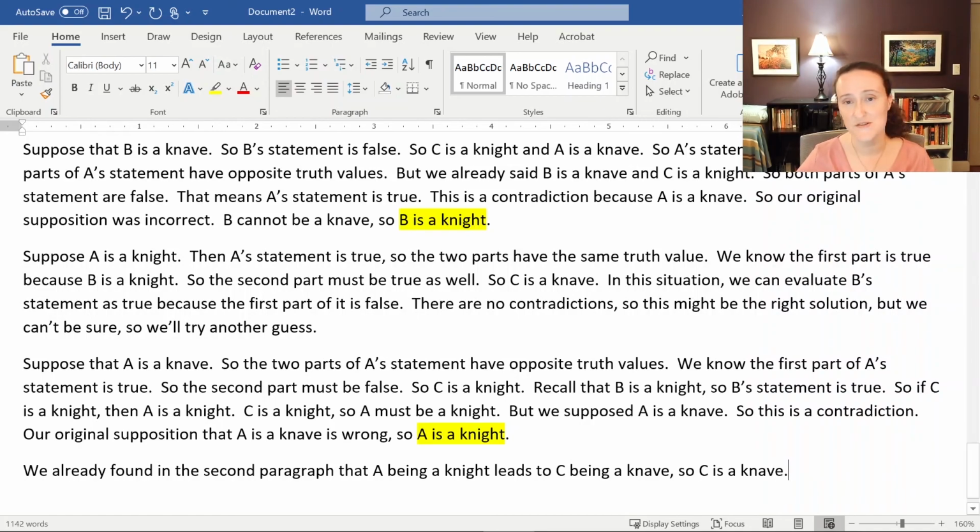If you wanted to, you could also just delete that second paragraph and move it down underneath the part where you find out A is a knight, and then sort of conceal the fact that you ever made a mistake.